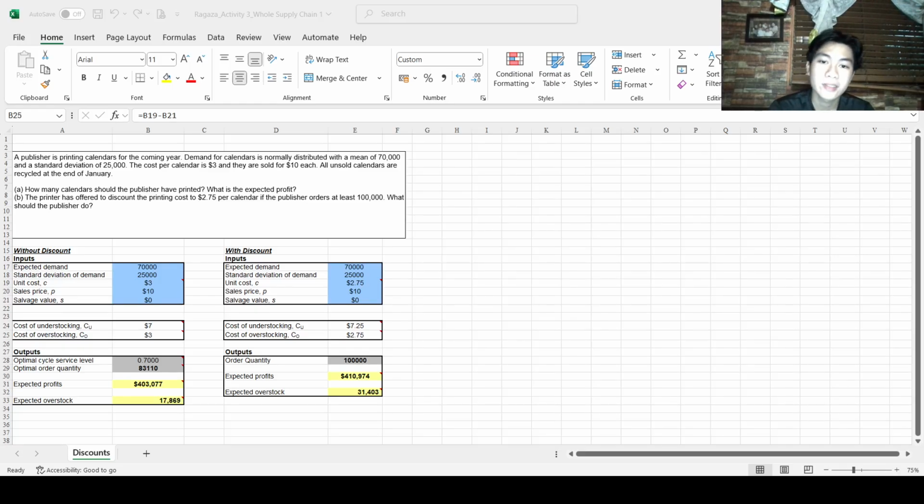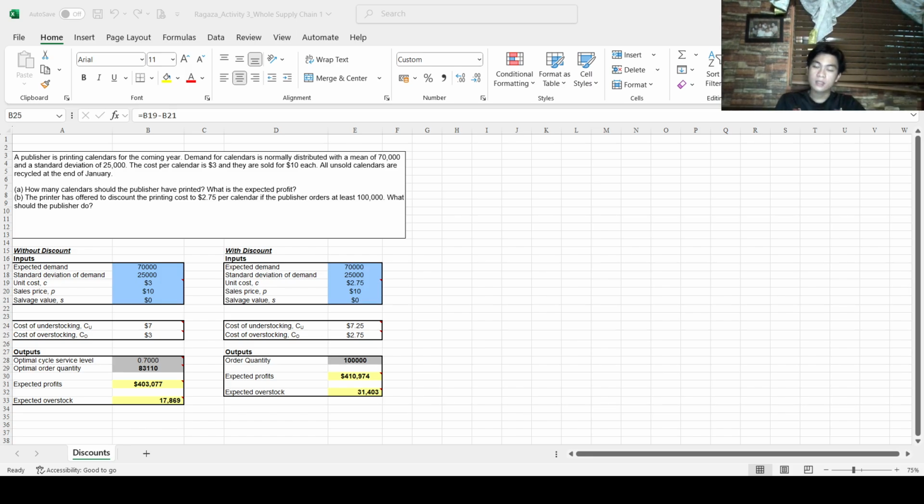Good day everyone, and the next activity is the whole supply chain one. In this activity, the problem statement states that a publisher is printing calendars for the upcoming year. Its demand for these calendars is normally distributed with a mean of 70,000 and a standard deviation of 25,000, while the cost per calendar is fixed at $3 and they are sold for $10 each. All the unsold calendars are going to be recycled at the end of January.